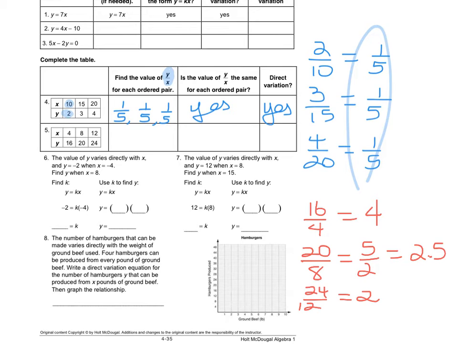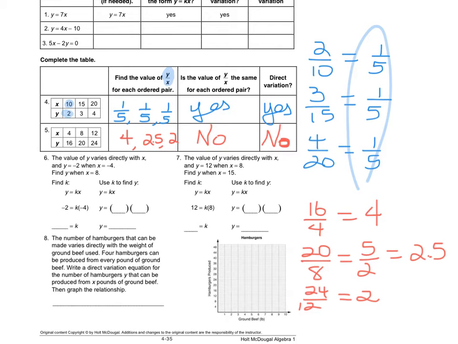So the numbers in this box should have been 4, 5 over 2 or 2.5, and then the number 2. They are not the same, so you would say no. And because they're not the same, it's not a direct variation. Good so far? You will have to do this on the quiz on Thursday.